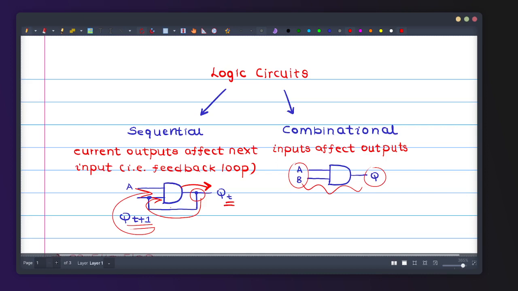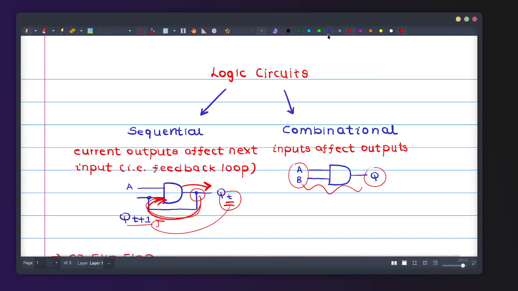If I repeat what I said, in a sequential logic circuit, you no longer have inputs that instantaneously affect outputs. You have inputs that affect outputs, and those outputs affect the next set of inputs. So the output at the current time interval affects the next input at the next time interval. So Qt is what is taken in as Qt plus 1 in the next interval.